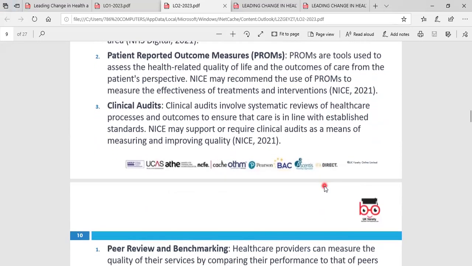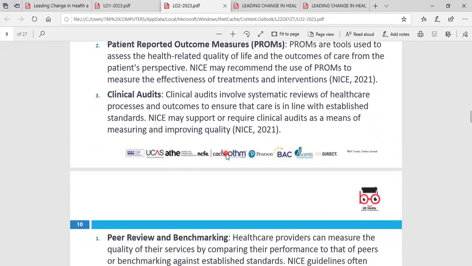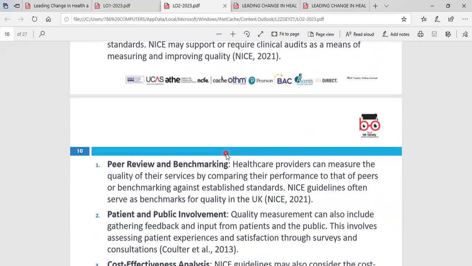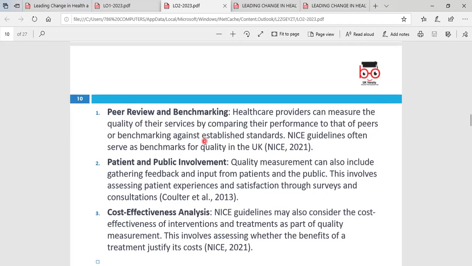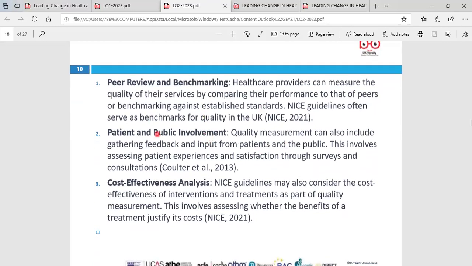So they're just improving quality and measuring what changes are required, assessing what changes are required. Peer reviewing and benchmarking, we've talked about this earlier. So you have different peers that have their reviews and they have their setting standards, and then they help you in achieving those standards. Patient and public involvement, important stakeholders, obviously their experiences and satisfaction, they're taken through surveys and consultations.